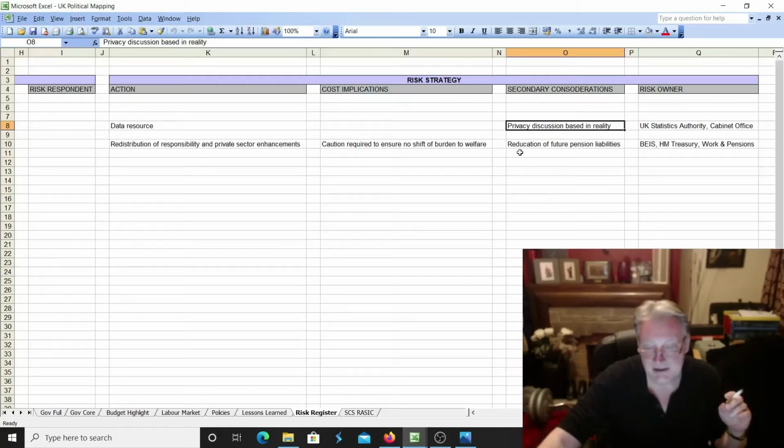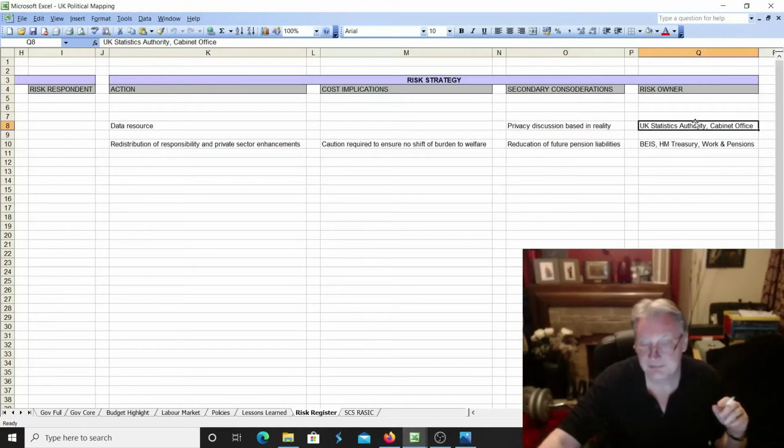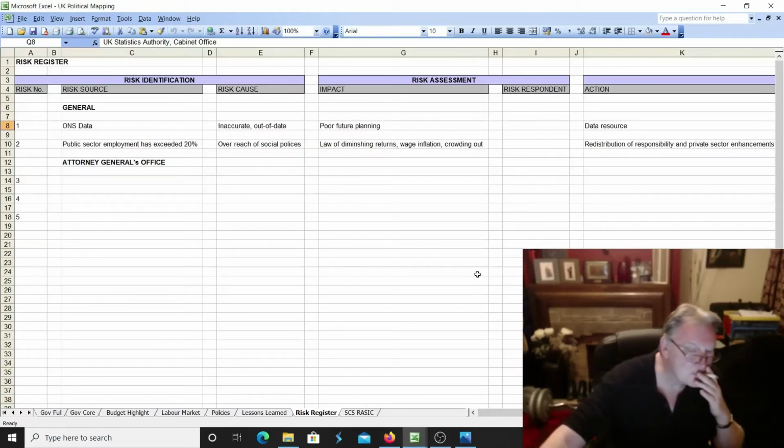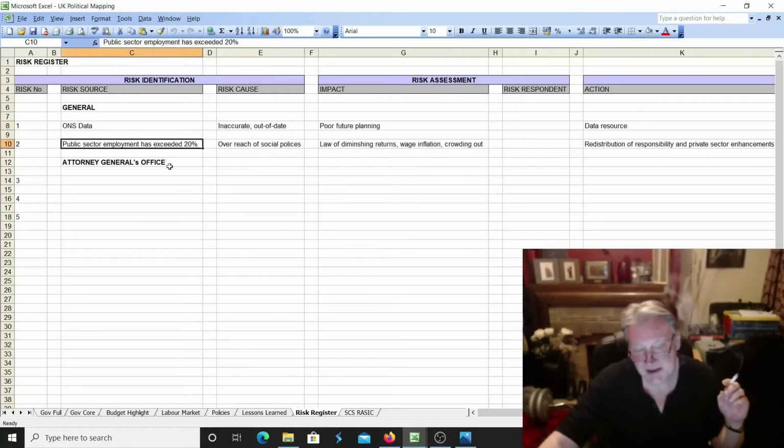Yeah, so that's basically what that one says there. And because that department, the UK Statistics Authority, would be the risk owner, then you place the axe above their head. Simple as that. The second part around the public sector exceeding 20%.